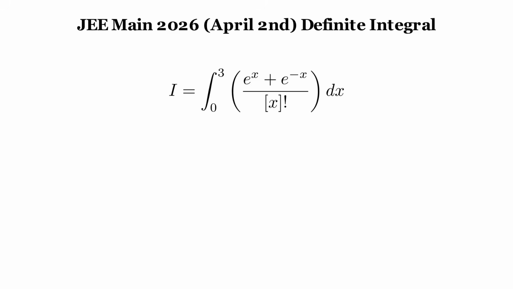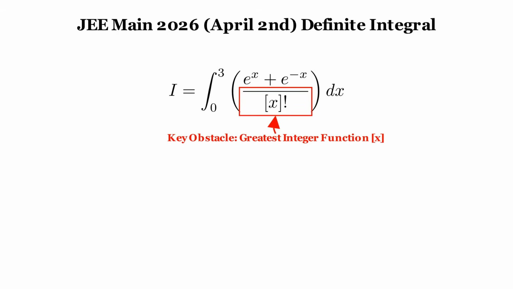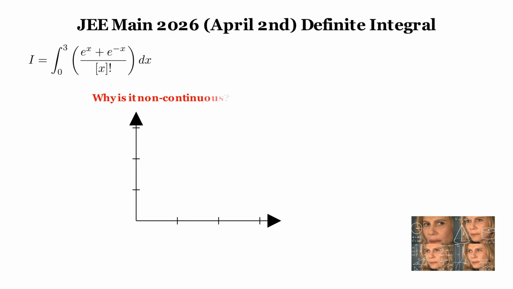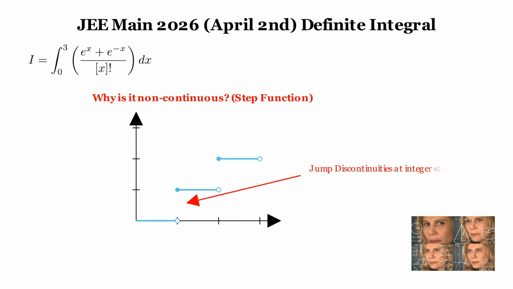Now when you first see this expression, the factorial of the greatest integer function in the denominator looks like a massive obstacle. Why is this term the key obstacle? Because the greatest integer function is not a smooth continuous curve. It is a step function. If you look at its graph as x moves from 0 to 3, between 0 and 1 the value flatlines at 0. At x is equal to 1 it instantly jumps to 1 and at x is equal to 2 it jumps again to 2 and so on.